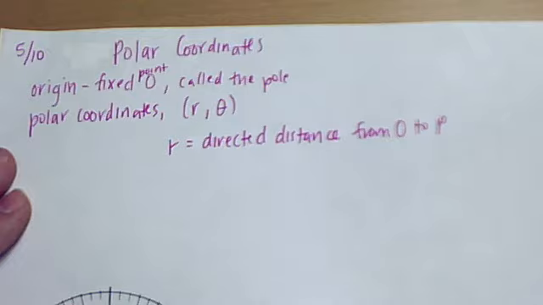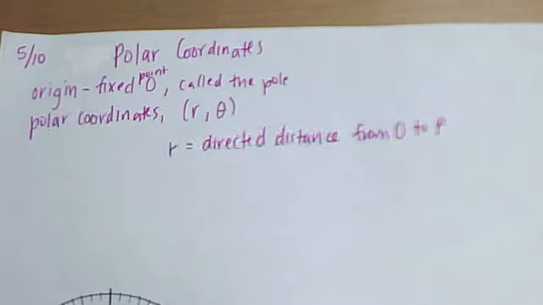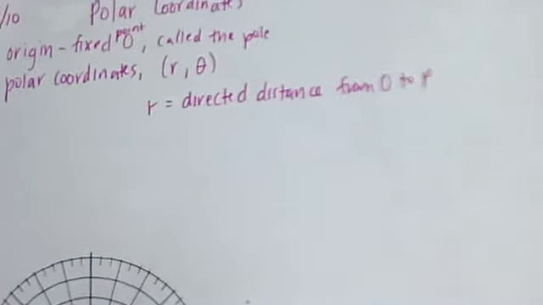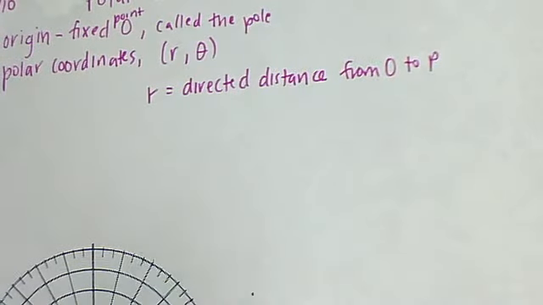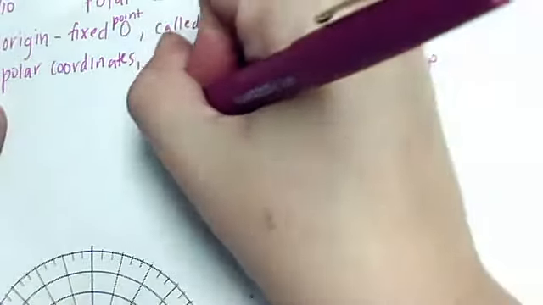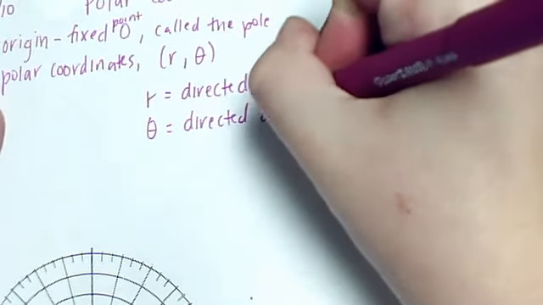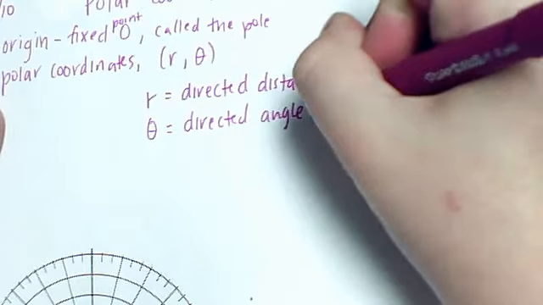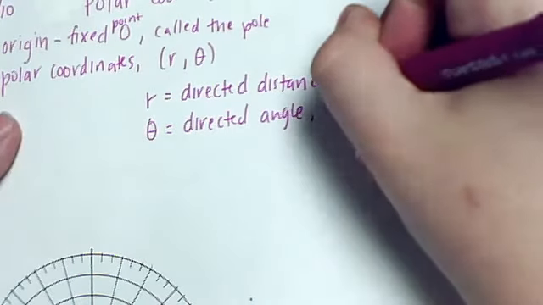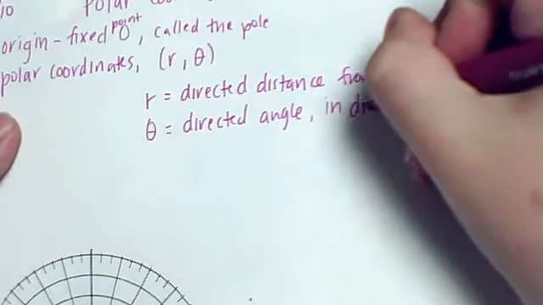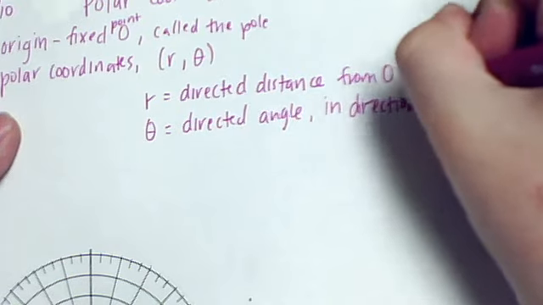This is also like the radius of your circle or whatever that is. Hold on, let me focus this a little bit better. There we go. Where theta is the directed angle. And then we're going to be using the unit circle to get where those are.